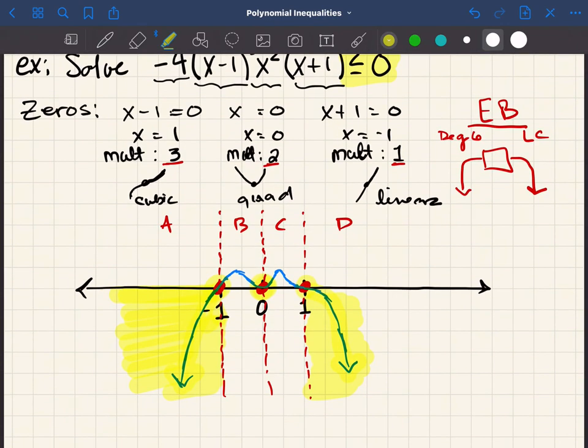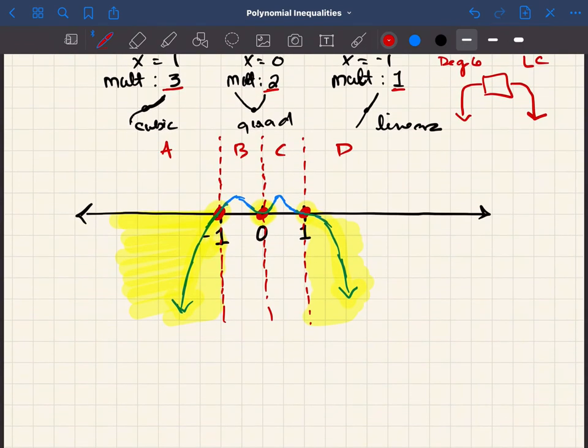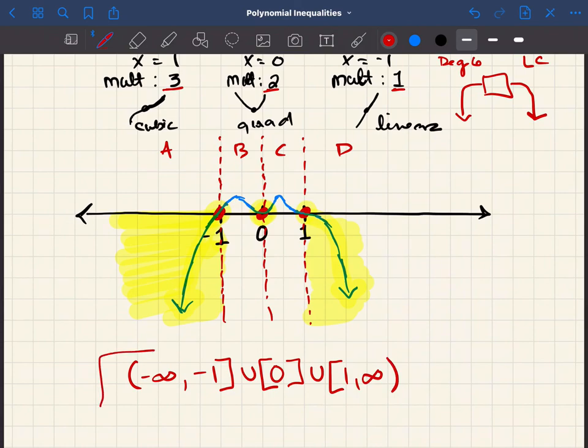So let's write out our solutions here. Our solutions are going to be from negative infinity to negative 1. We need to include the negative 1. Let's pick up 0. So there's a lot of different ways to write this, but if you want to just include the one value 0, you may do it like so, or you can use curly braces here. And then we're going to pick up on the right hand side section D. That's going to start at 1 and go to infinity. So this would be the solution to this example.